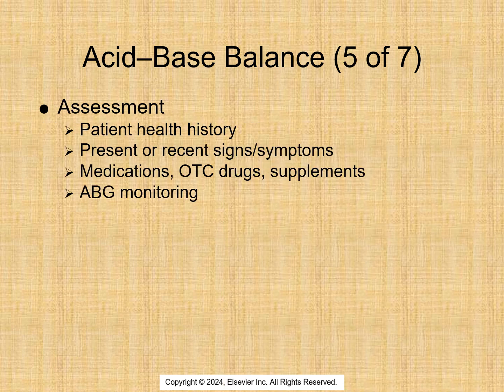When we care for patients with acid-base imbalances, we want to look at their entire health history, all present and recent signs and symptoms. We want to know all their medications, over-the-counter drugs, and supplements, as those could cause imbalances as well. And we may have to do some arterial blood gas monitoring, or ABG monitoring.